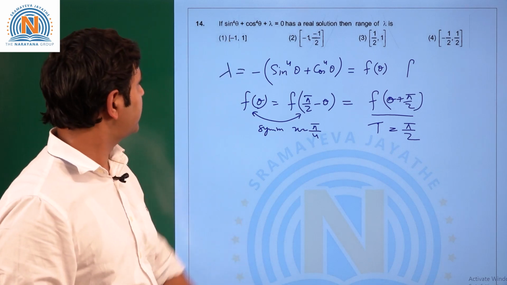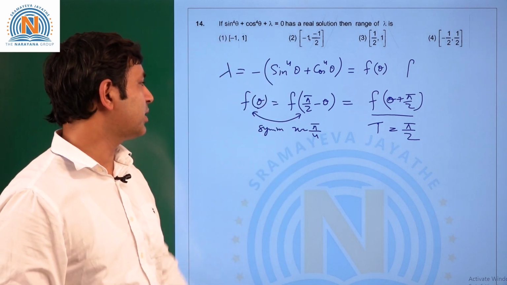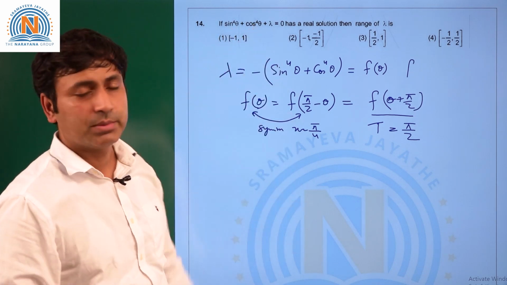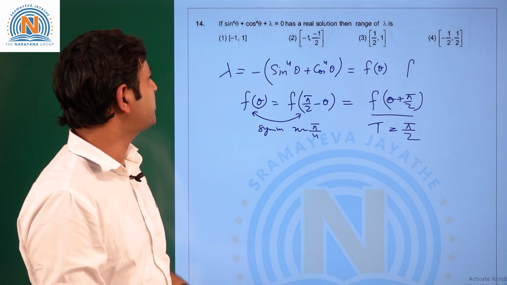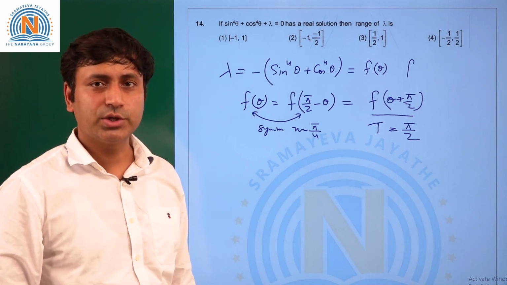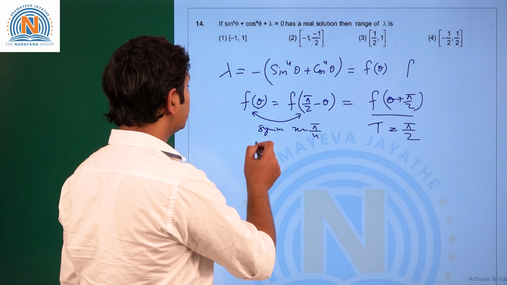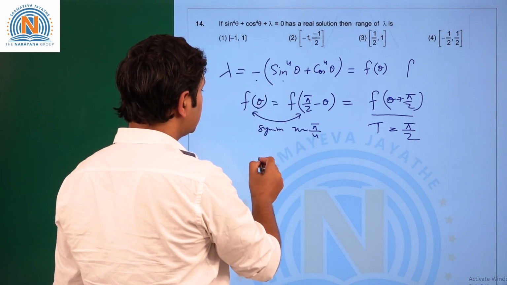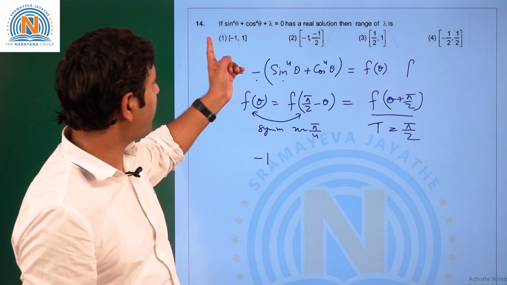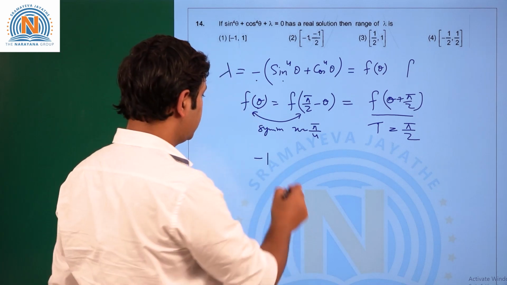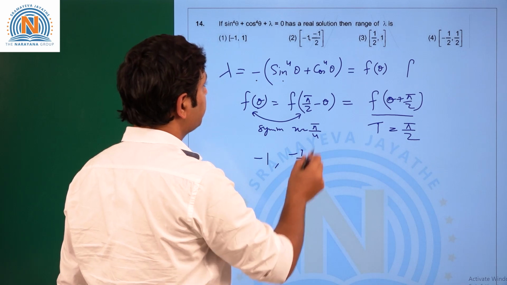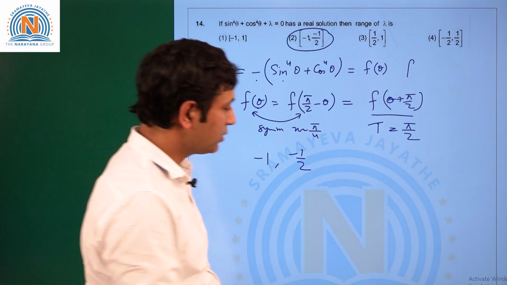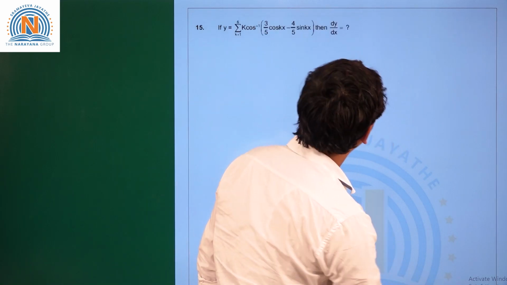The range in the first quadrant, we can see that since it's symmetric about x is equal to pi by 4, we expect it to have one extremum at pi by 4 and another at 0 and pi by 2. Both values will be the same. f(0), if you can see, is 1. In fact, minus 1, we have a minus sign here. So we have minus 1 and f(pi by 4) is minus half. We have this set right here. We'll mark that and we'll move on to the next question.